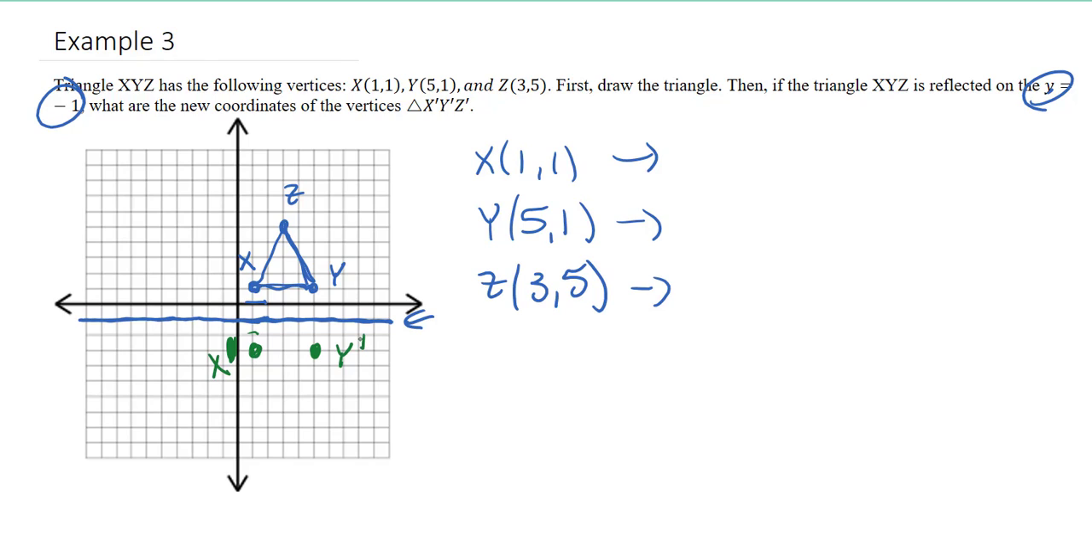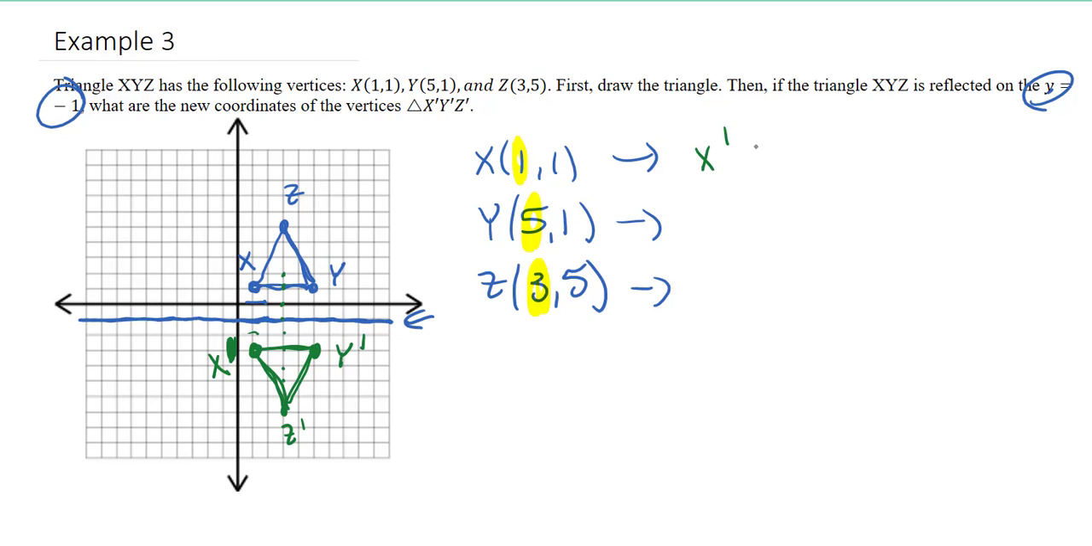Now, let's look at z. So z is 1, 2, 3, 4, 5, 6 units away. So we need to go down 6. So go 1, 2, 3, 4, 5, 6. And that's our z prime. And this would be our triangle. So you can see how we just went the same number of units away. The same rule applies. We're going to stay the same on our x values.